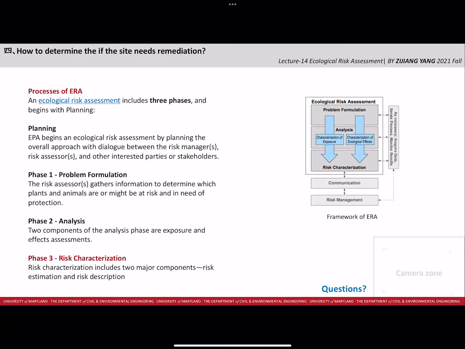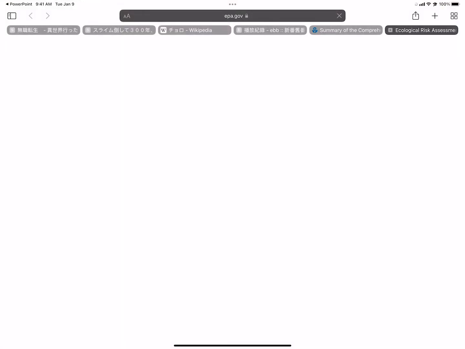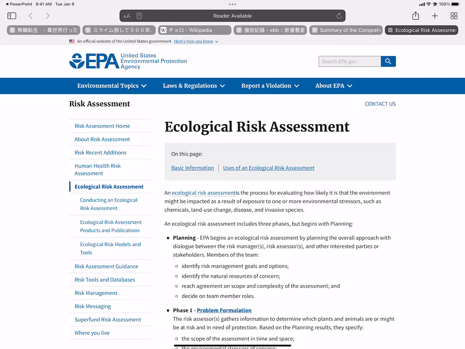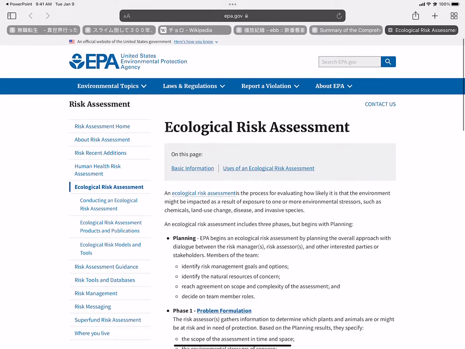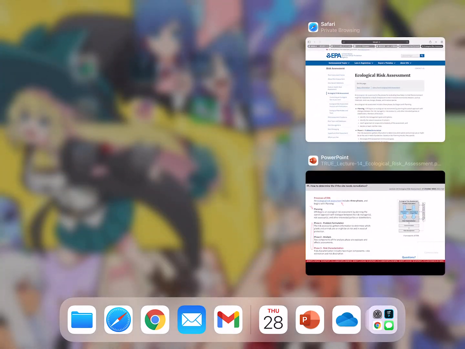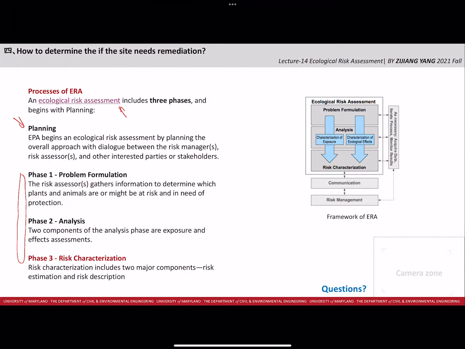The whole process of ecological risk assessment is something like this. So it has 3 phases, but before the first phase, we have the planning. And again, ecological risk assessment is also described on the EPA website. So if you are interested, you can read more about its description on the EPA website. Before the 3 phases, we have the planning.